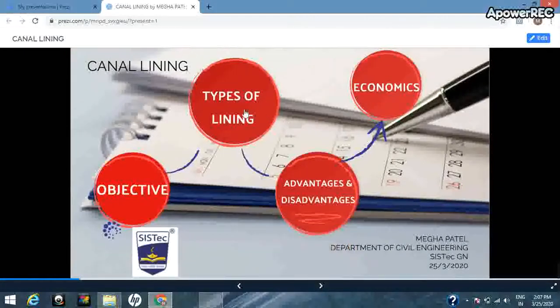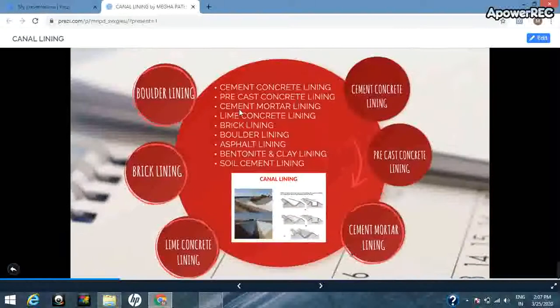Next, we have what are the types of lining that are in common use. First one is cement concrete lining. Second one is precast concrete lining. Third one is cement mortar lining. Fourth one is lime concrete lining, brick lining, boulder lining, asphalt lining, bentonite and clay lining, soil.